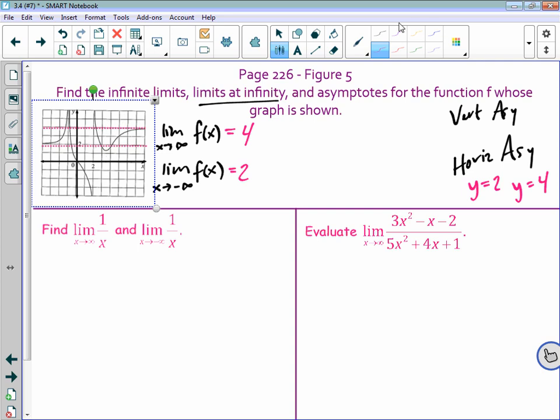Okay, then the other part was where there's the infinite limits. So those are occurring at, what value is this, -1? And as you're approaching -1, isn't it going to the same infinity from both sides? So I don't have to do a right-hand limit and left-hand limit. So that's going to infinity.